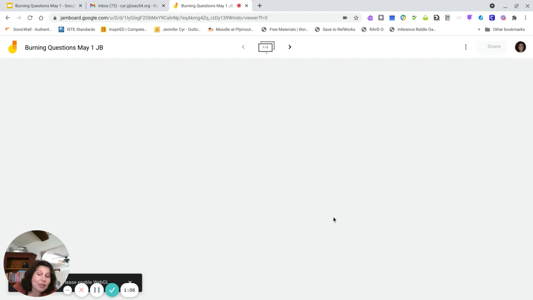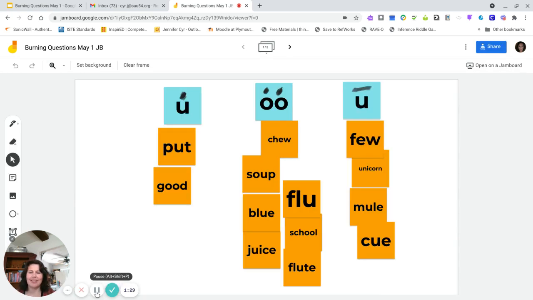I don't use the word sound family in my instruction. It's just not part of the programming that I use. However, I can understand why that would be terminology that would make sense. So, I'll roll with it. Let's take a look at our first Jamboard. Hopefully, it will come up in just a second. And I'm going to pause until it comes.